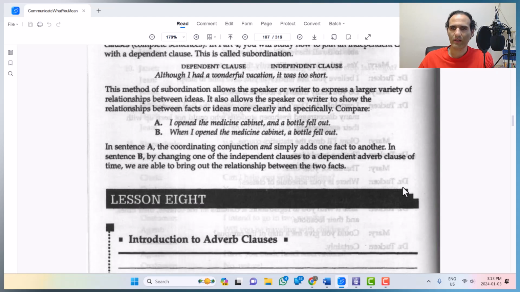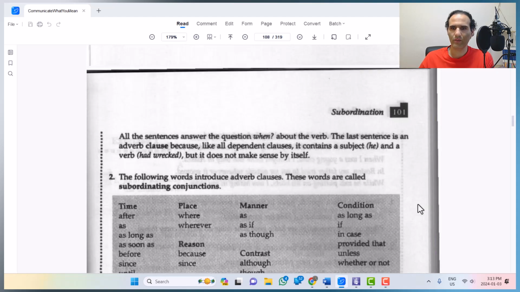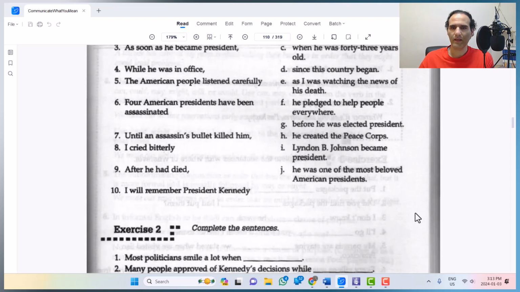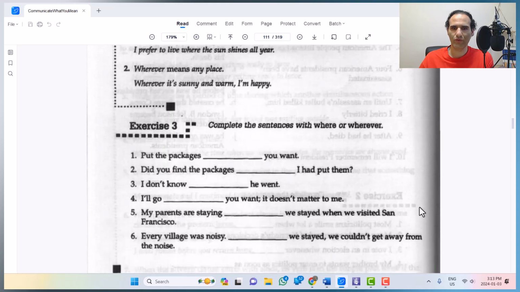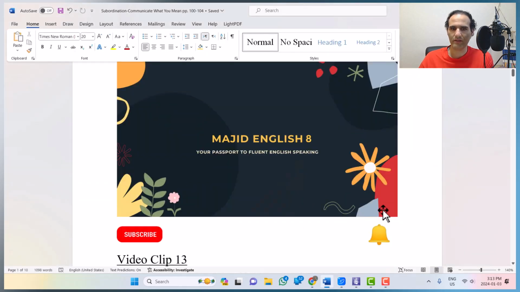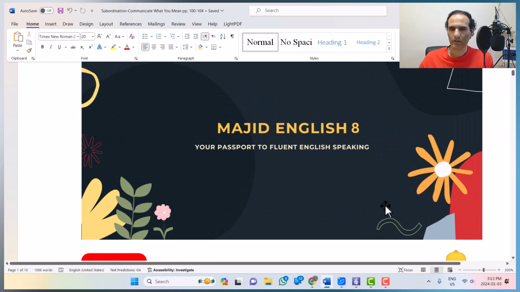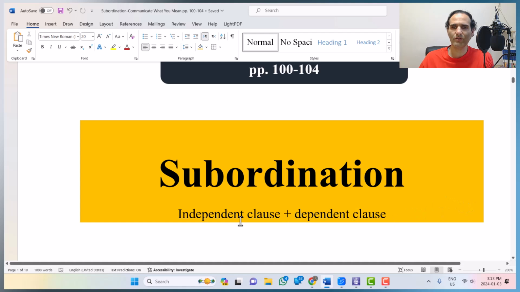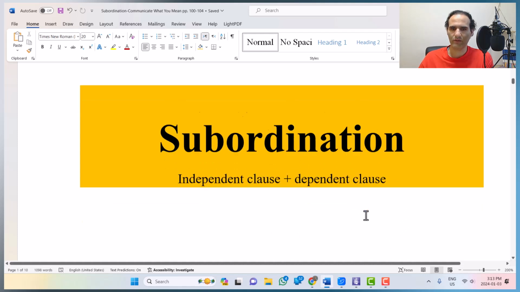Subordination, today I will cover pages 100, 101, 102, 103, and 104. But because of the poor quality of the book here, I have had it typed beforehand. So let's go here, pages 100 to 104 on subordination. And as you know, subordination means linking one dependent and one independent clause together, and it could be in any order. I mean, this one first or that one first.